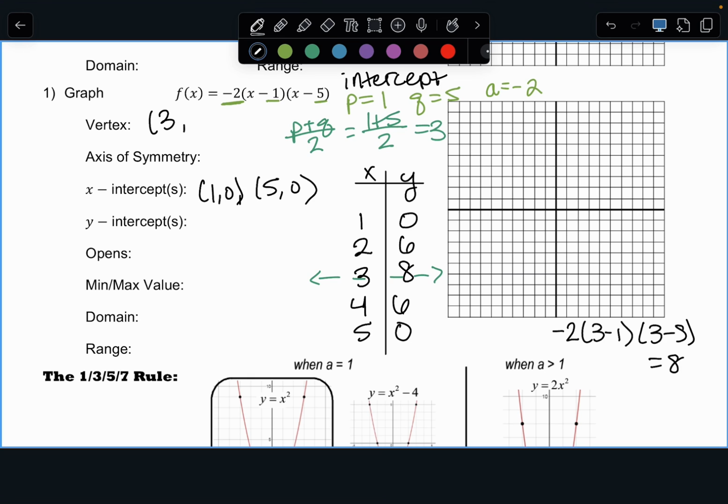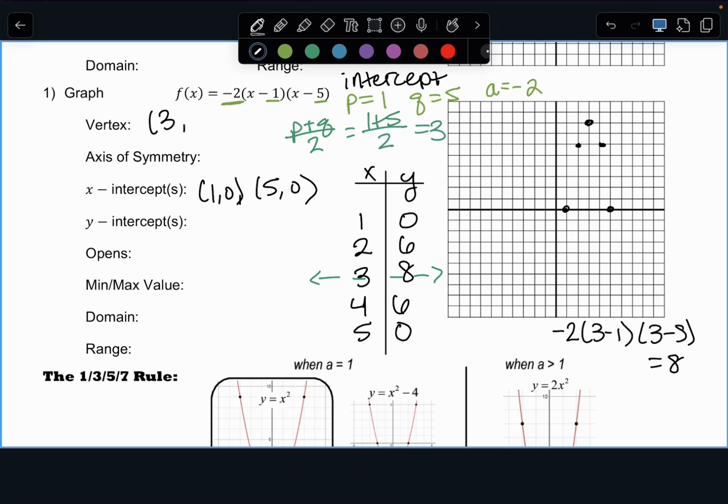Now I'm going to graph it. My vertex at (3, 8), that's up here. (2, 6) would put me right here. (4, 6). (1, 0). (5, 0). There's one more point that I don't necessarily need for my graph because I have 5 points here. That's fine. But I need it for my y-intercept.